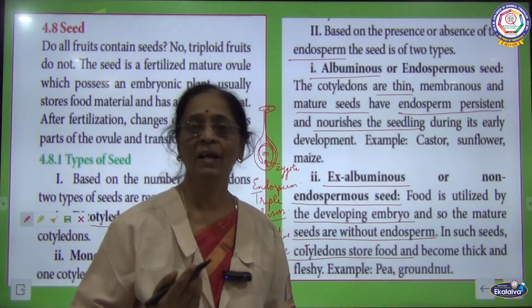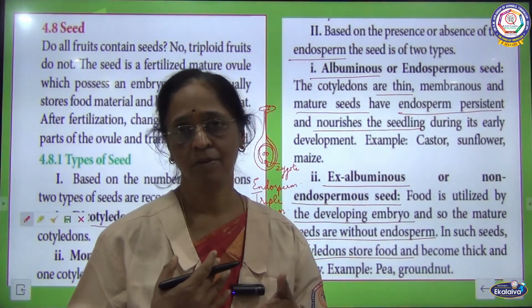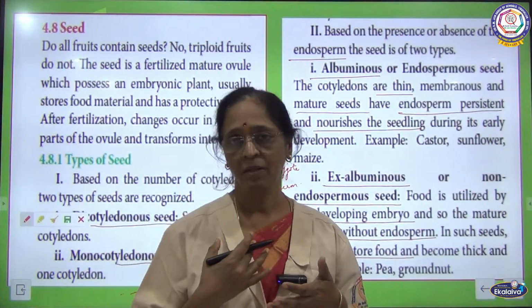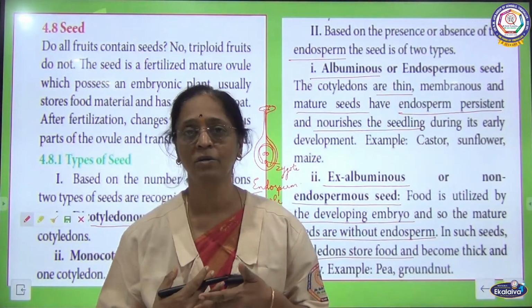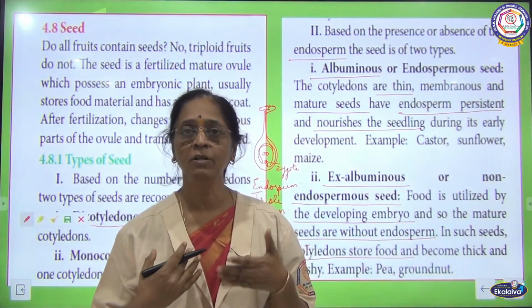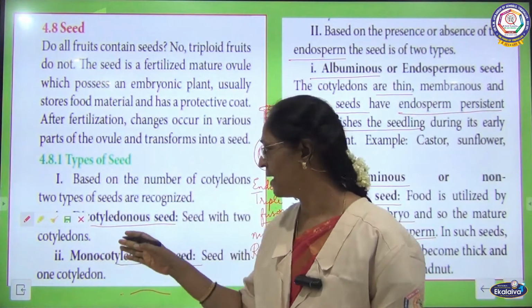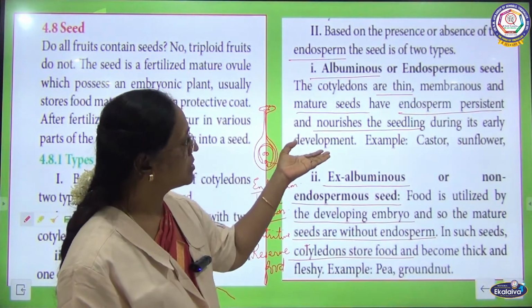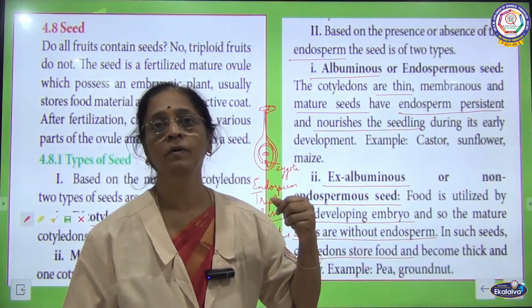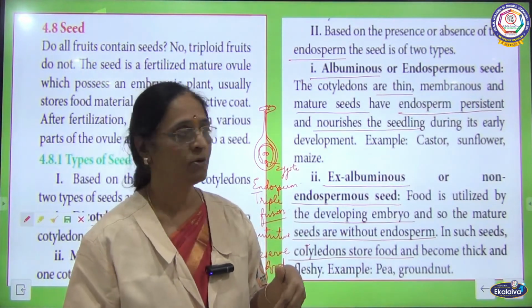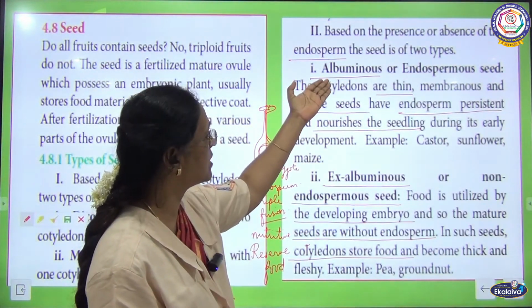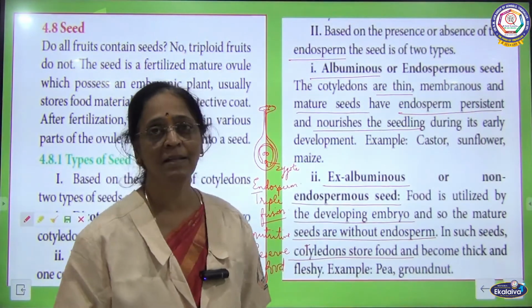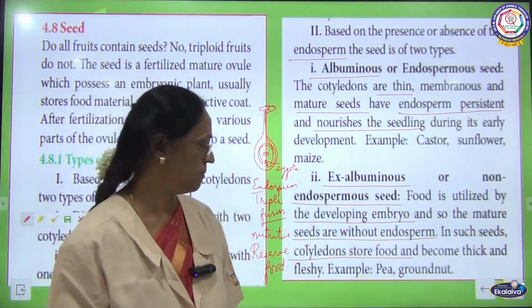So the seed has three parts: the seed coat, the embryonal axis and the cotyledon. Based on the number of cotyledons, we have dicot and monocot, and depending upon the presence of the endosperm or whether it has been utilized, we have two different types of seeds. One is albuminous and the other one is ex-albuminous.